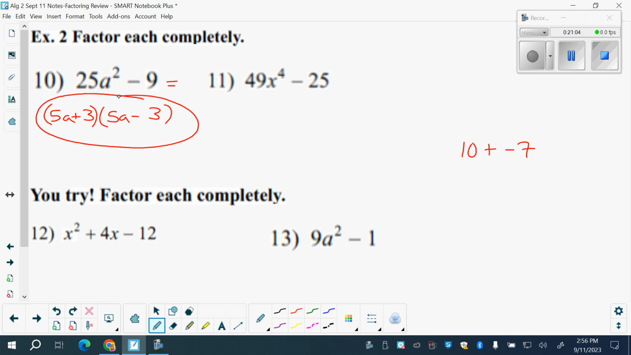And last one, number 11, same idea. Somebody want to tell me what the answer would be on that? Picking this up quickly. This is square root of 49x to the 4th. Leah. I said 9x squared plus 5 and then 9x squared minus 5. I like the x squared plus 5 and minus 5.